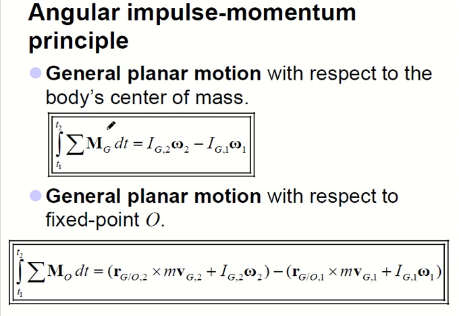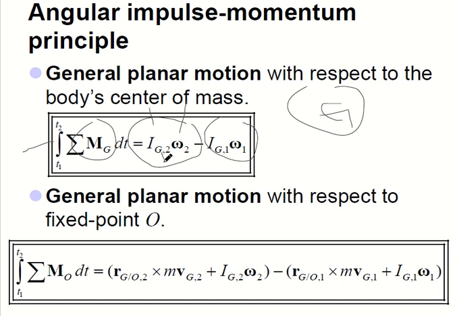You're going to get this. You have your moment over that time interval, and then your mass moment of inertia with your final angular velocity, and then of course the initial one, and you take the difference, so you get the change. That is just dealing with general planar motion, translation or rotation, with respect to the center of mass G, which is indicated by this letter.